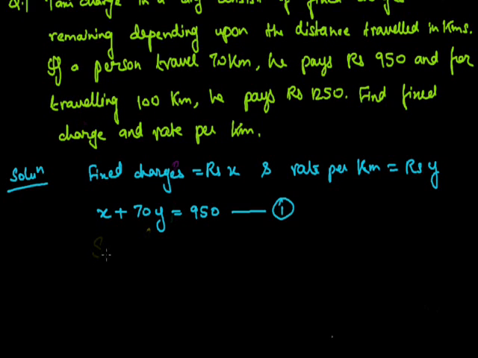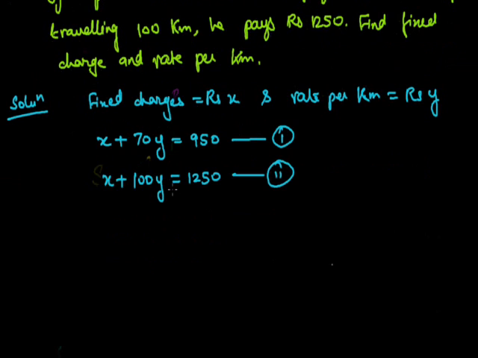And the same way for the second equation, there is a second statement given, that is for travelling 100 kilometers he pays 1250. So accordingly fixed charges are X plus 100 kilometers is travelling, so variable charges are 100 into Y, and this will be equal to 1250. So this is our second equation. Now we got two equations, and we will solve these equations and find the answer.